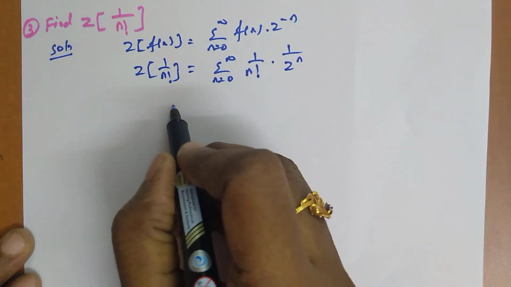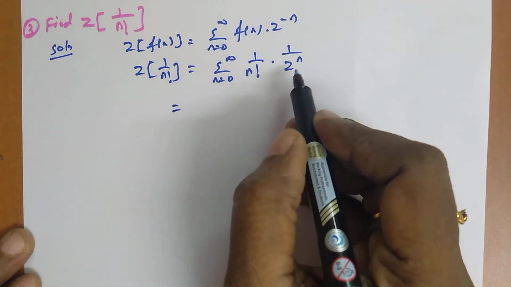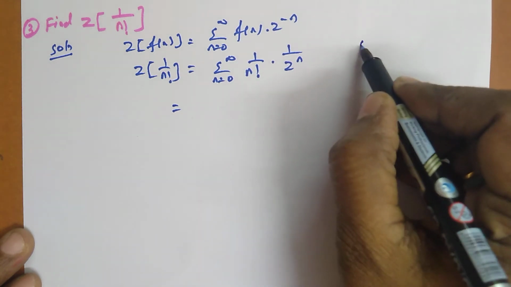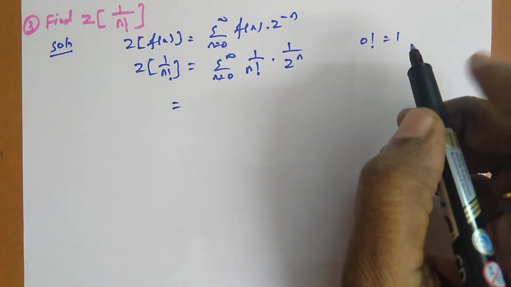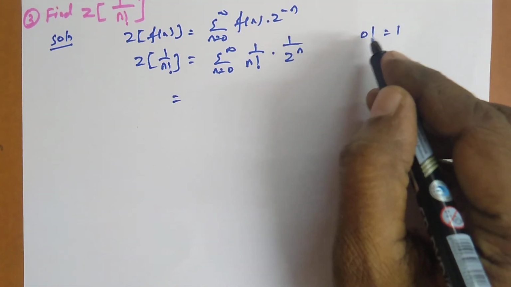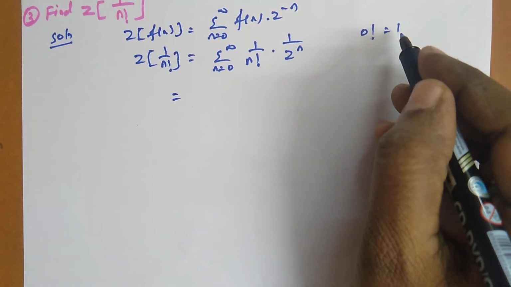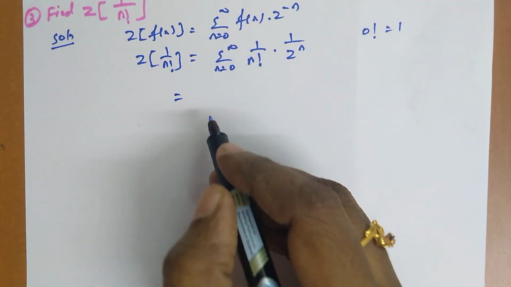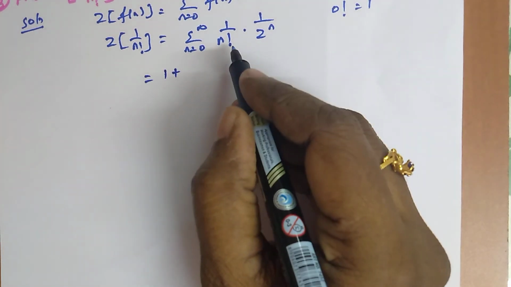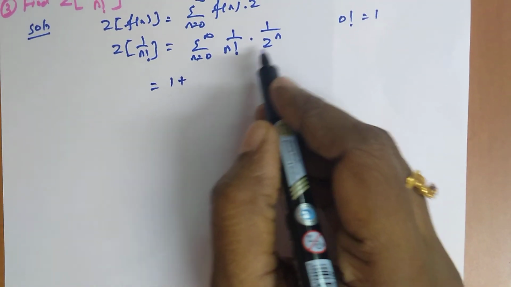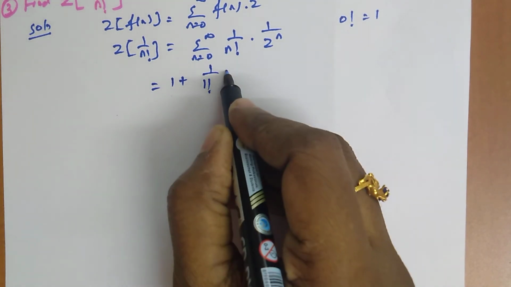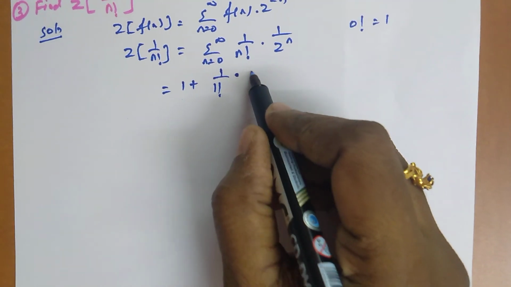Now we are going to give values for n. N equal to 0. Anything power 0 is 1, and 0 factorial value is 1. 0 takes the value only in this place. 0 factorial equal to 1. So the first term is 1. Then n is equal to 1, so 1 by 1 factorial into 1 by z.